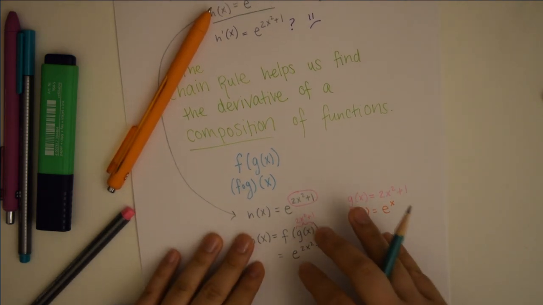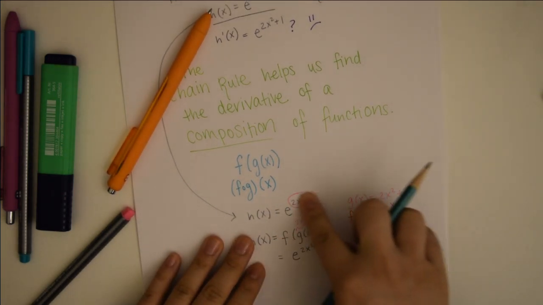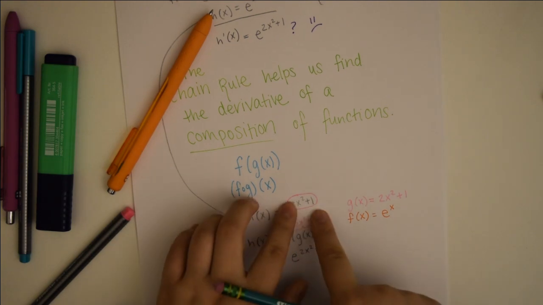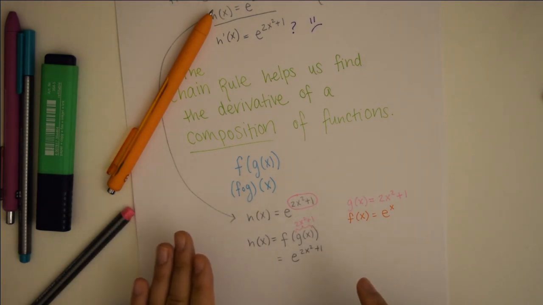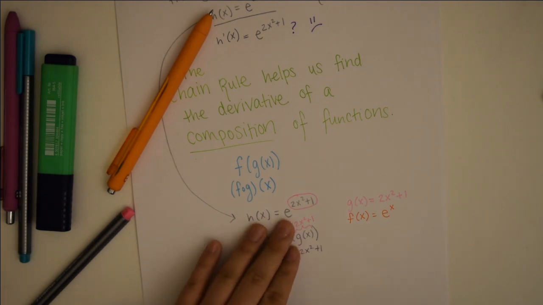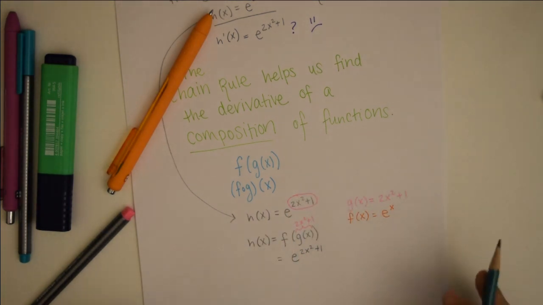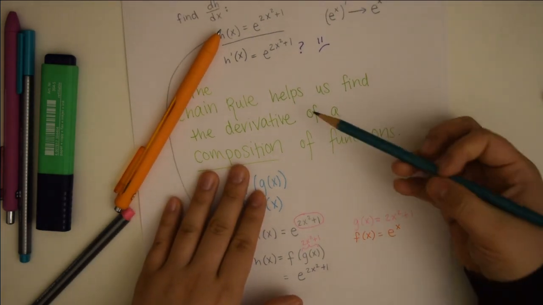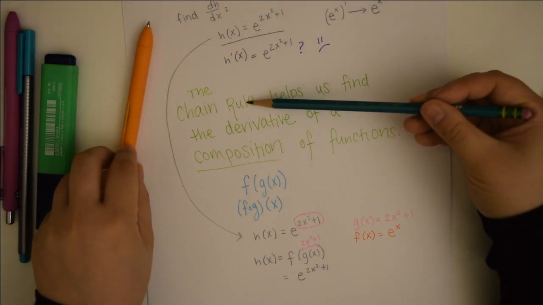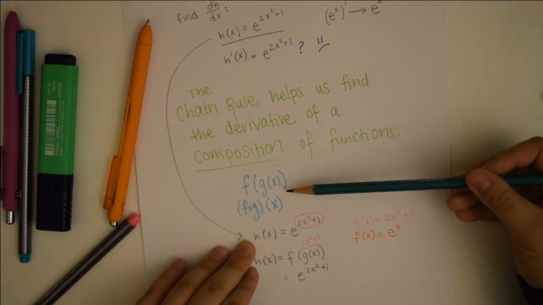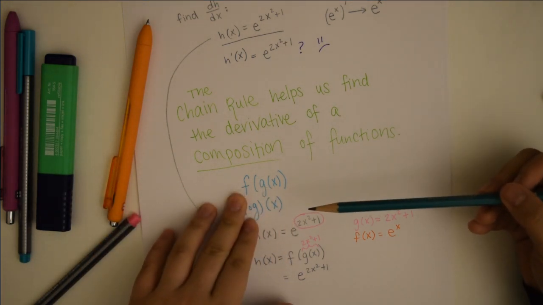It means if I have a problem like this, it kind of looks like a function within another function. Like it almost is e to the x, but not quite. It's e to the other stuff. Okay? So the chain rule helps us to find the derivative of a composition of functions.